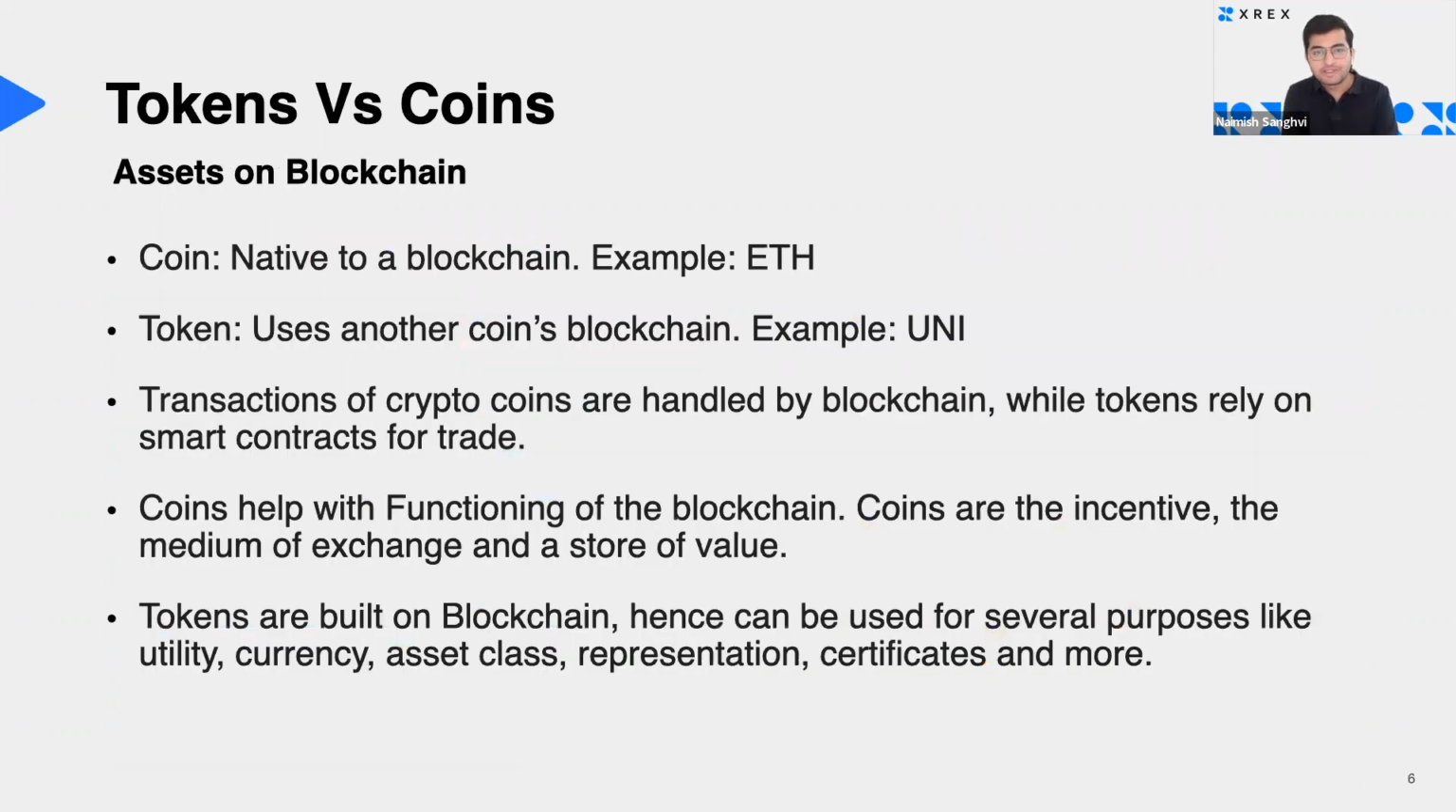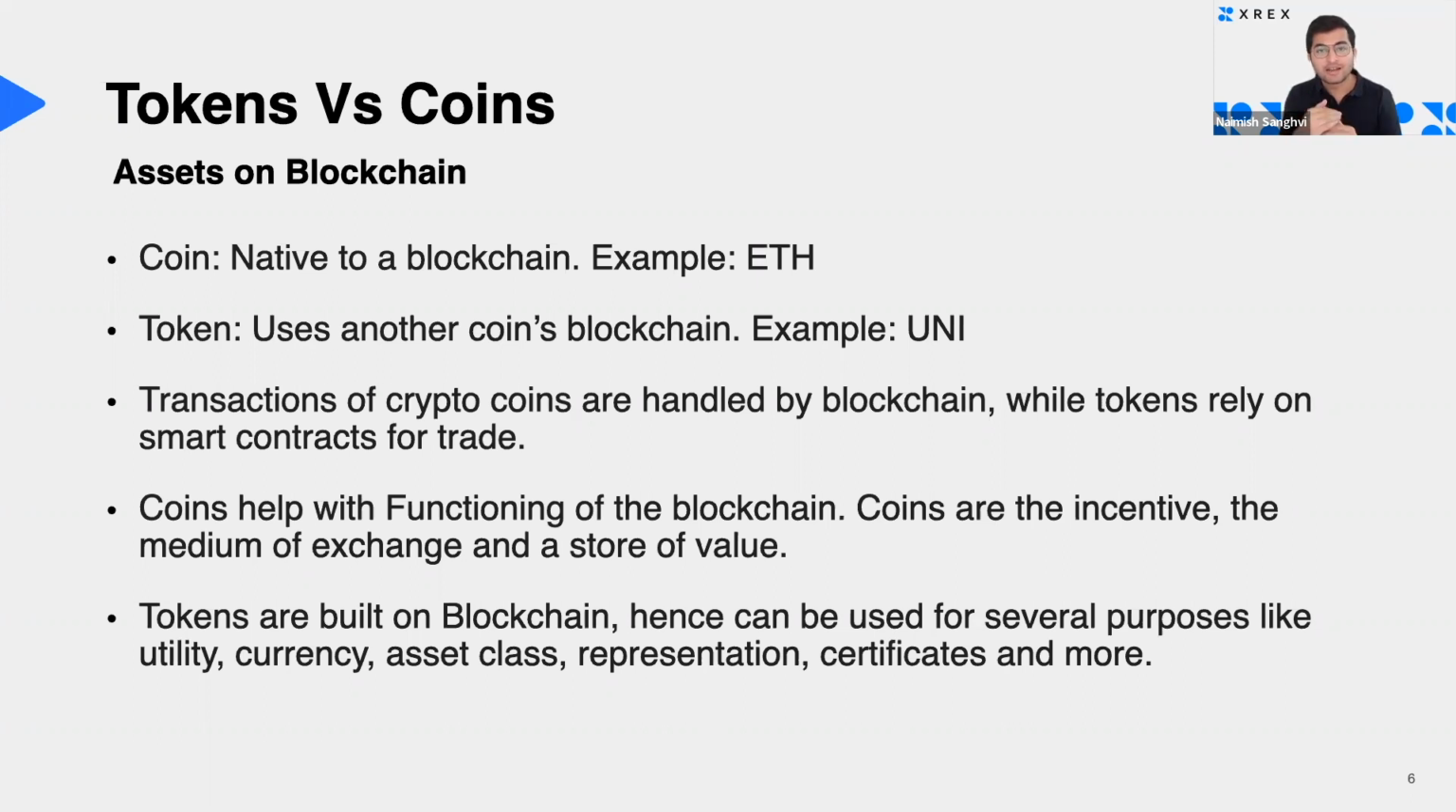Moving on to the second slide with certain examples. Coin, it's native to a blockchain. As I said, example is Ethereum. Token uses another coin's blockchain, example Uniswap. Now, transactions of crypto coins are handled by the blockchain. So if you are making a transaction of Ethereum or Bitcoin, the blockchain itself is handling the transaction.